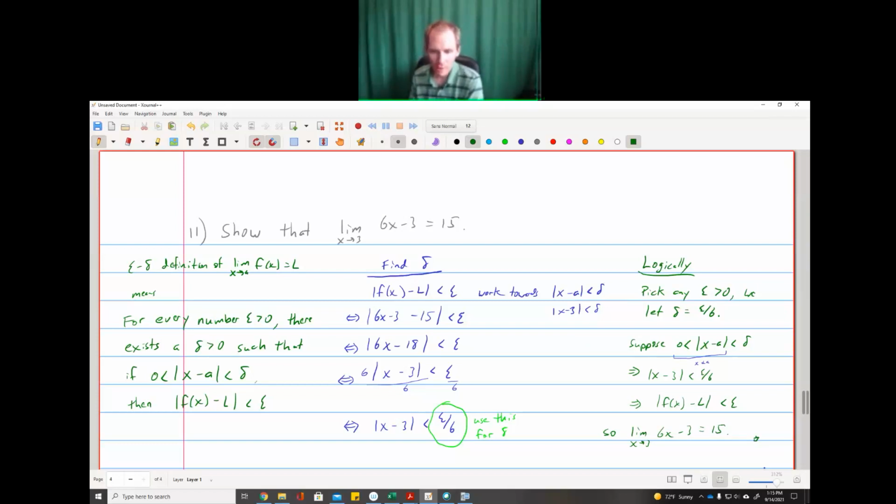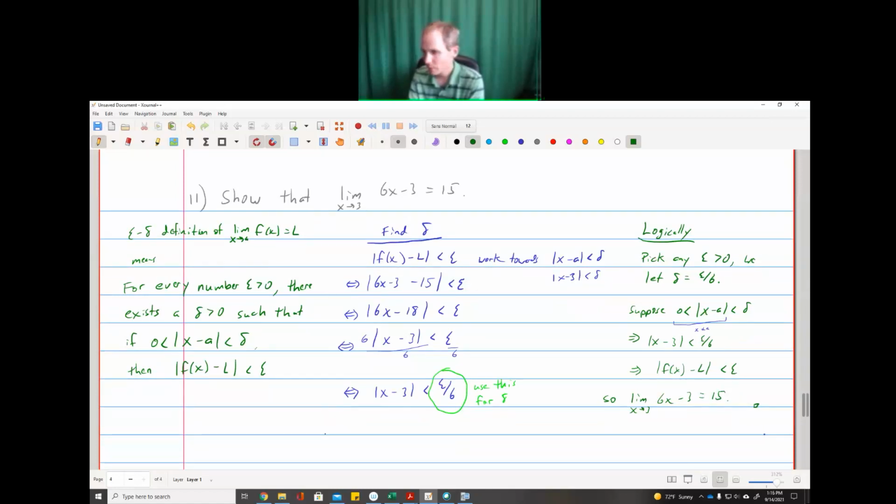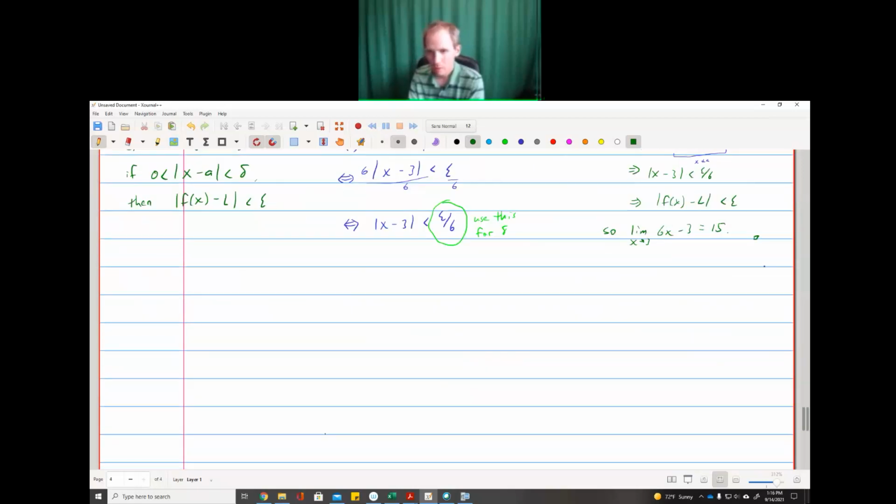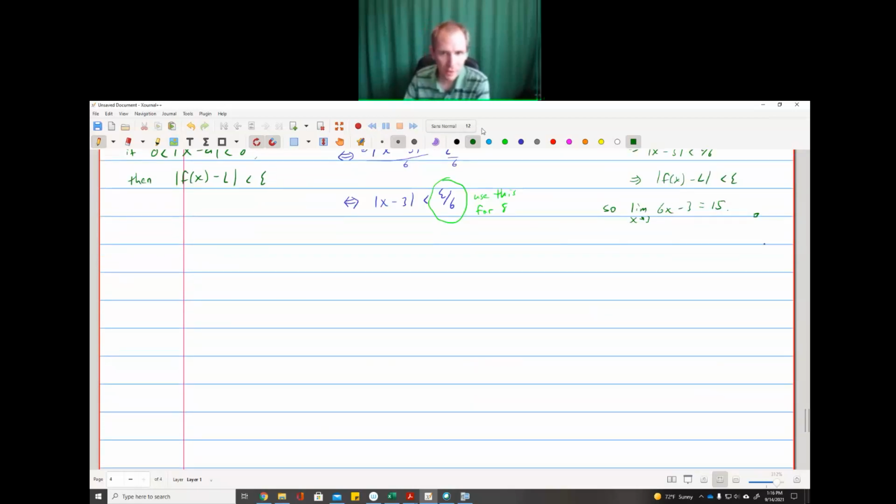All right, so it's important that we find that number delta, and it's also important that we write this back out following the definition of what a limit is. Okay, we'll go through number 12. It's kind of the same idea. Show that the limit as x approaches 7 of 9 minus x is equal to 2.